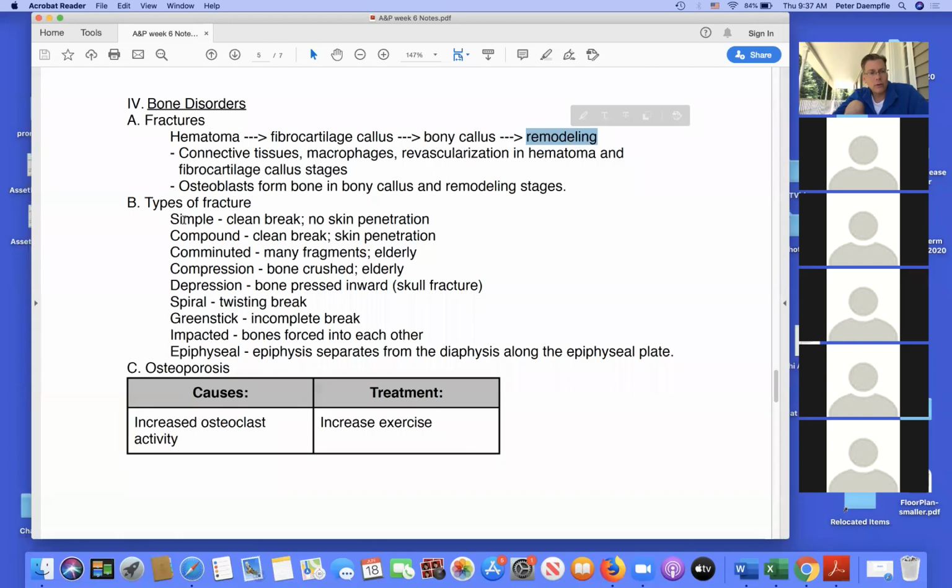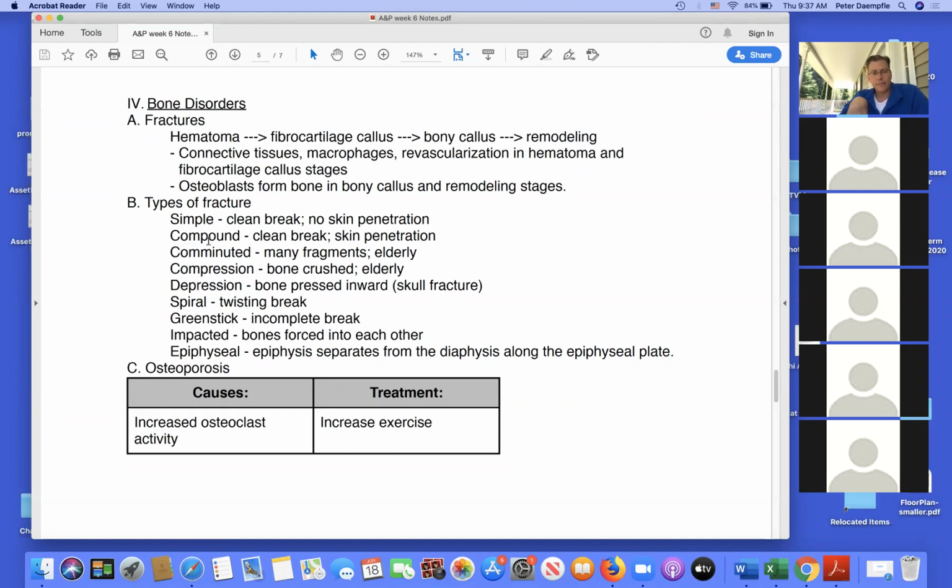But moving along to fractures, we're going to classify fractures as breaks with skin penetration versus clean breaks without skin penetration. A simple break is one without skin penetration, so it's not as serious. Compound means you've even broken through the skin. All right. And we have 7 types of breaks. Comminuted, compression, depression, spiral, green stick, impacted, and epiphyseal.